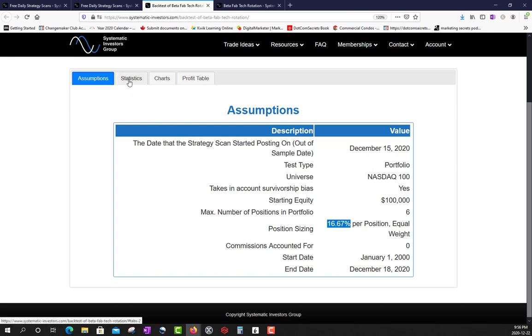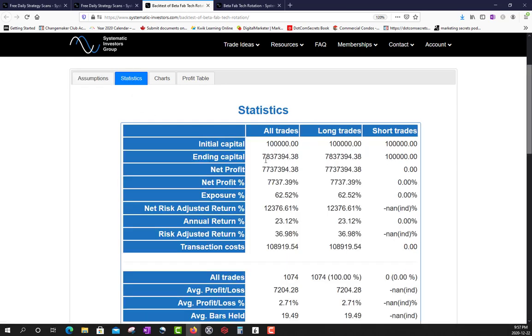So if we just take a look at the statistics then, you can see this has generated almost $8 million over the last 20 years, which is pretty amazing. It's in the market about 63% of the time. As I mentioned, those market regime filters, those macro filters, those kill switches will get you out of the market 38% of the time on average.